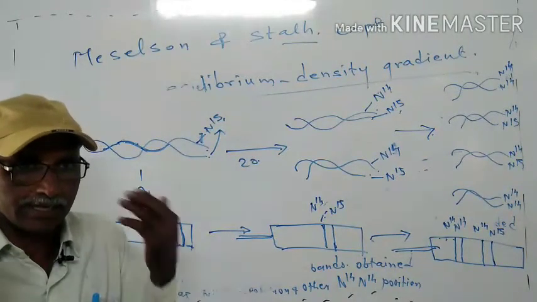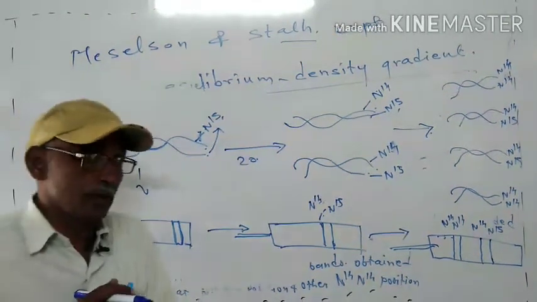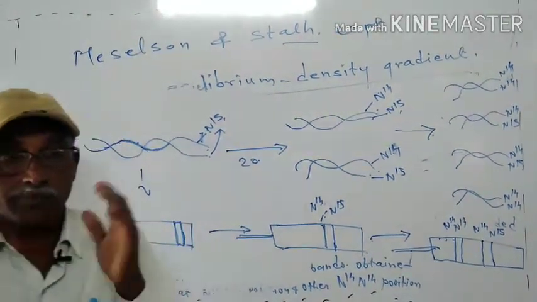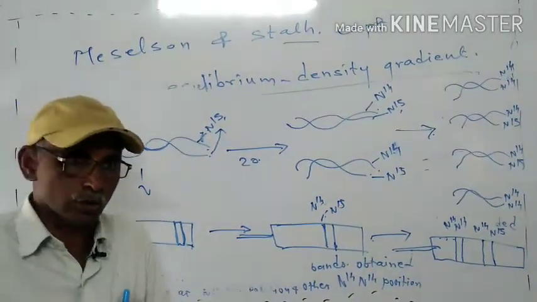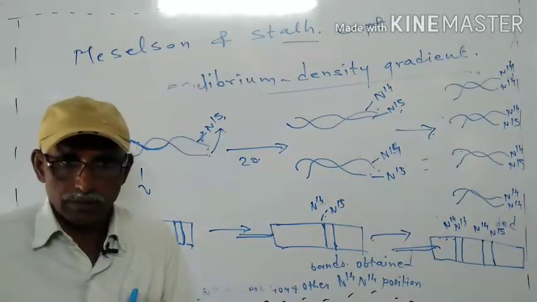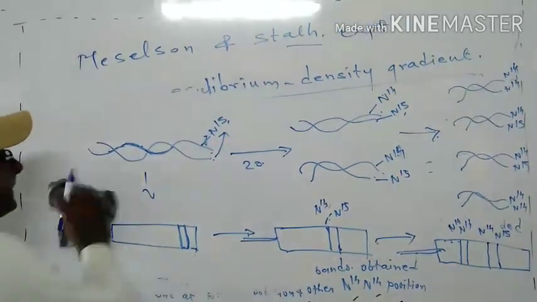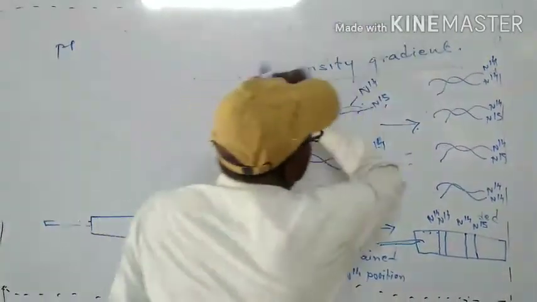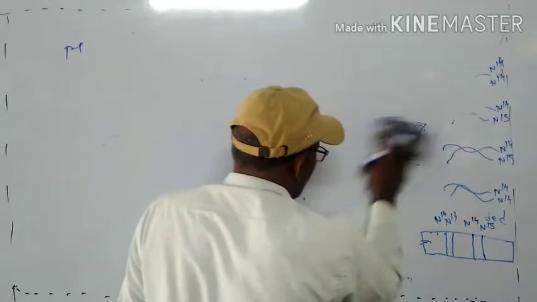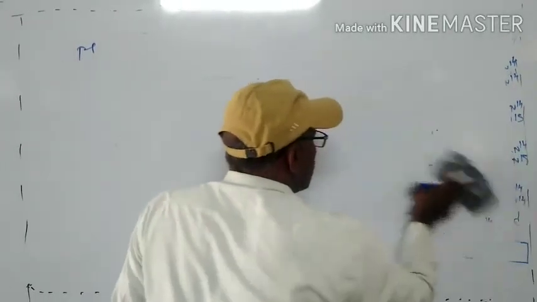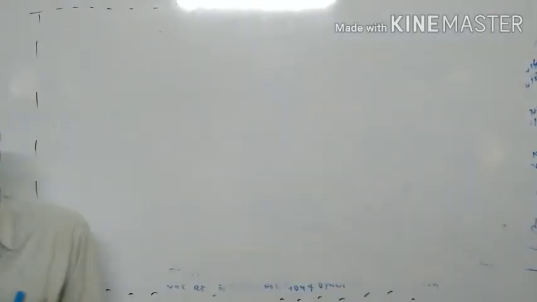What is a density gradient? You should keep it in your mind, and which nitrogen isotopes were used. That you should remember because they are very important for NEET and CET also: N14 and N15. So such is the experiment of Meselson and Stahl. Then in the next lecture tomorrow we are going to learn about protein synthesis. In 2 to 3 minutes I will introduce protein synthesis.